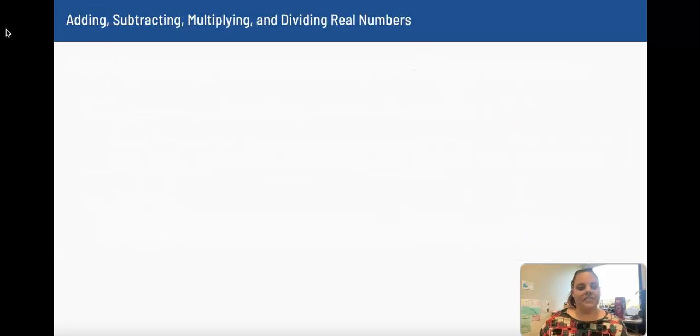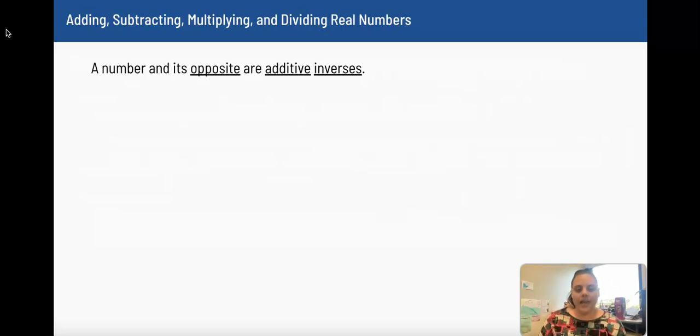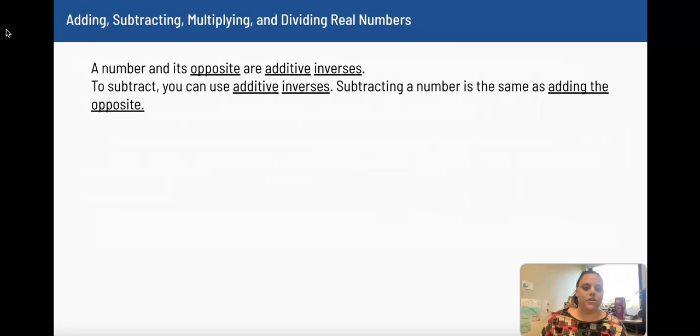So the next part, we're going to be filling in some blanks. I have underlined the words that you do need to fill in. So let's get started. A number and its opposite are called additive inverses. In order to subtract, you are actually using the additive inverse because subtracting a number is the same as adding the opposite, which is what an additive inverse is.